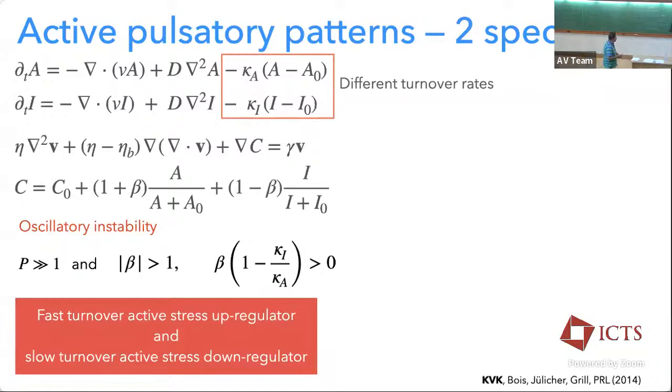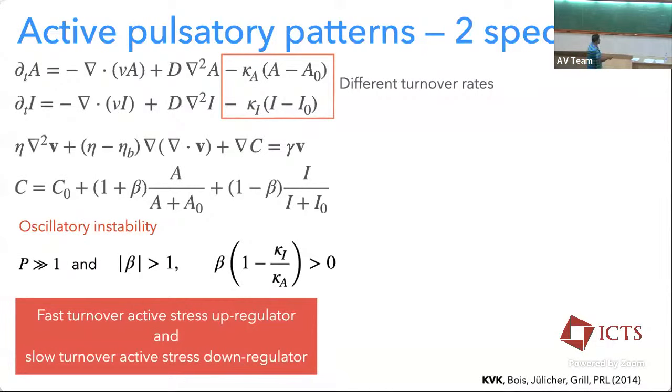I don't know if there is really a molecule which will downregulate the stress. One can cook up some things by assuming there are other, I mean, the cortex is not just myosin, there are lots of other crosslinkers and so on. So some of the crosslinkers can be such that they will actually locally relax the stresses, but no experimental evidence.